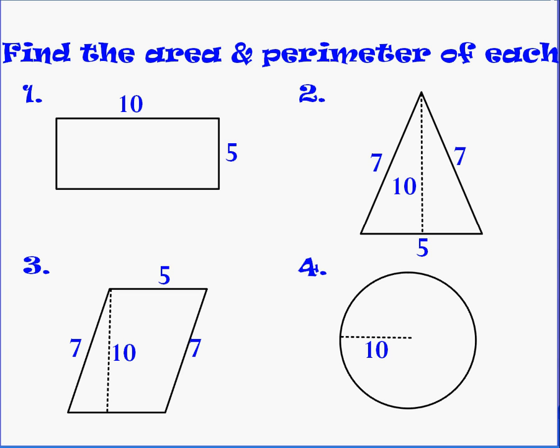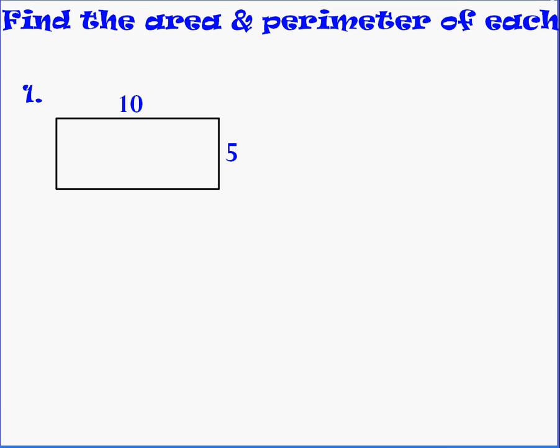Hello everybody. We're going to be reviewing how to find the area and perimeter of rectangles, triangles, parallelograms, and circles, which with circles, of course, is circumference. The first shape, a rectangle: we take either the top or the bottom of the figure, which we call the base, represented by the letter B, and multiply that times the height, or 5.